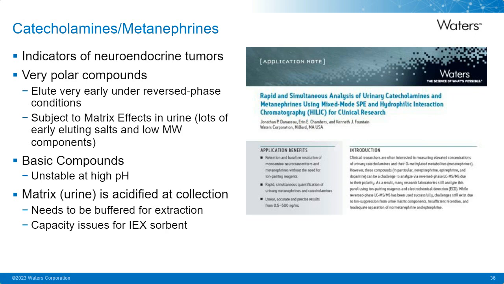They're basic compounds, but they're unstable at high pH, so we're limited in what we can do pH-wise with our extraction protocols. And also for this assay, the matrix is acidified at collection to preserve the sample. It needs to be fairly highly buffered and can create capacity issues for an ion exchange sorbent.